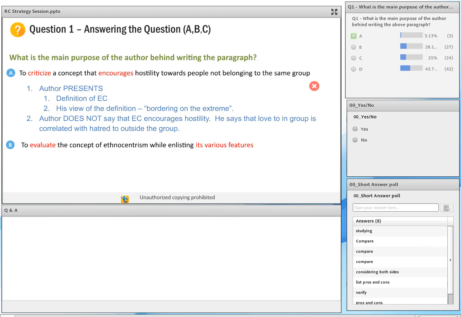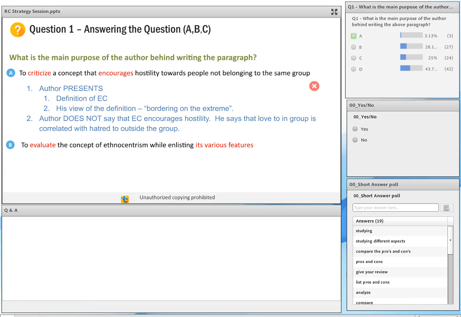Studying, compare, no. You list down pros and cons. When you evaluate something, you are trying to understand the positives and the negatives of that, right? So you list out pros and cons. That's what evaluation is. Okay, so to evaluate the concept of ethnocentrism, is the author doing any evaluation whatsoever? No, he's simply presenting an extreme definition. He's not talking about the pros, he's not talking about the cons.